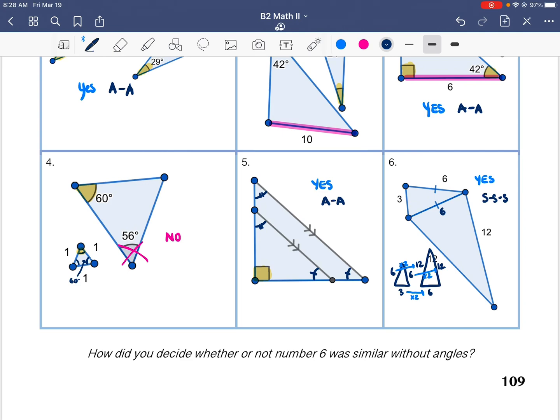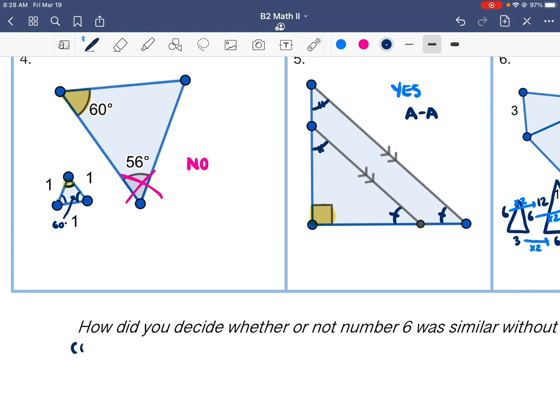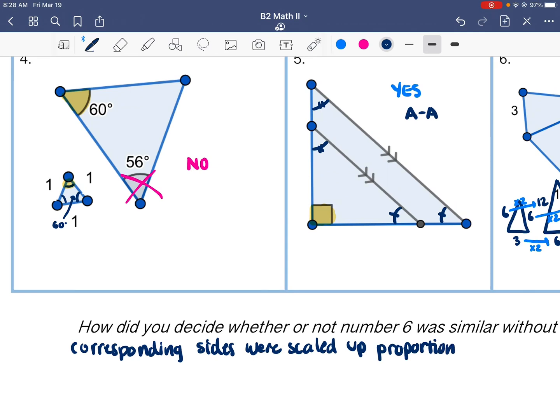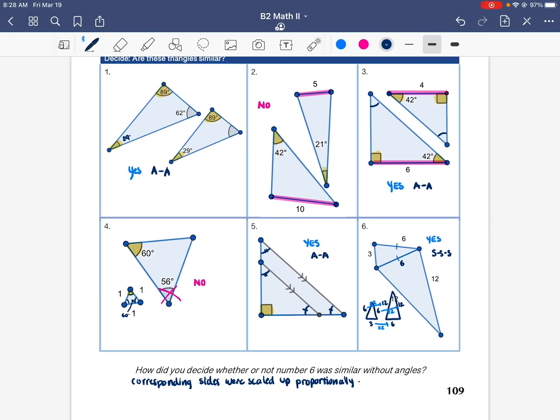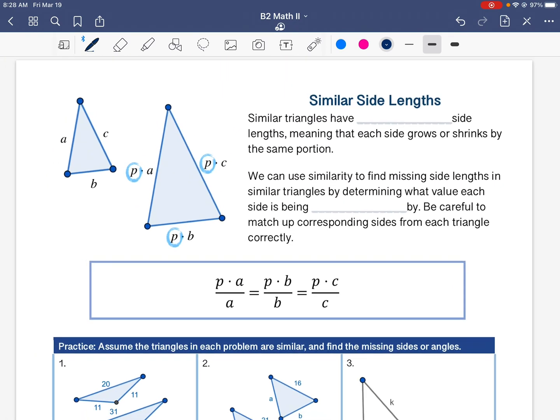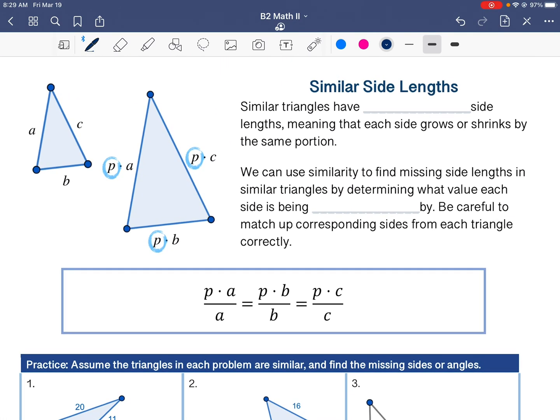So it says, how do you decide whether or not number 6 was similar without angles? We decided because corresponding sides were scaled up proportionally. It's an important word. Proportionally. Perfect. Okay. Let's look at the back here.